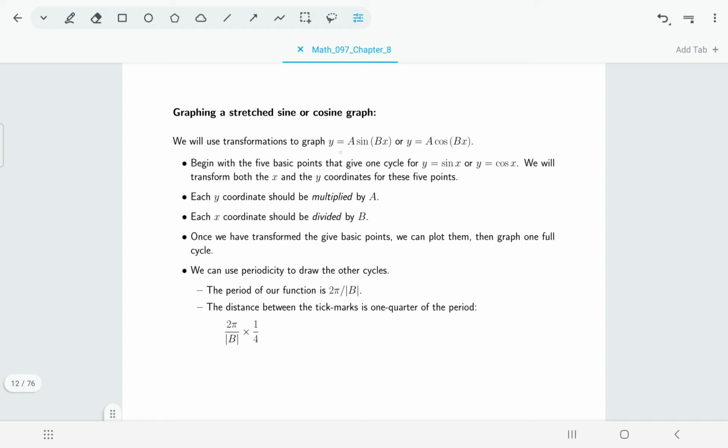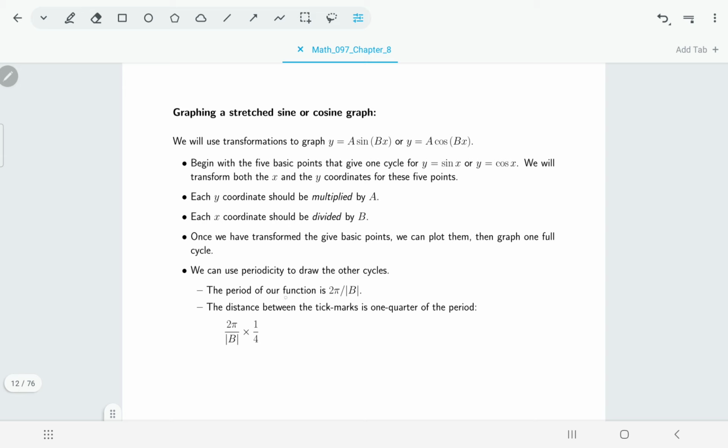So my plan here is if you had your function a sine bx or a cosine bx, then start off with your basic 5 points, the ones that we looked at the very beginning of this section. Once you've done that, then just transform the x and the y coordinates. Multiply every y value by a, divide every x value by b, and then once you've got that, you have your transformed 5 basic points. Plot them, and away you go. Connect the dots, and you've got one full cycle. And then you can just use periodicity to figure out the other cycles.